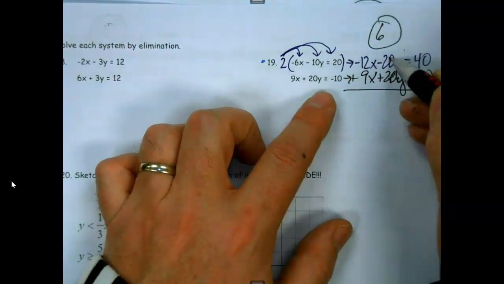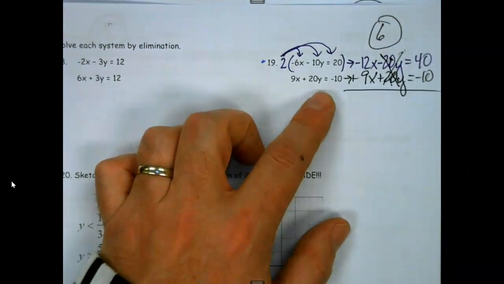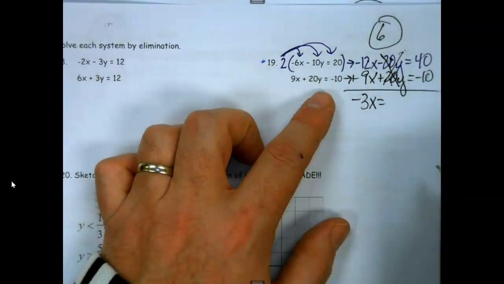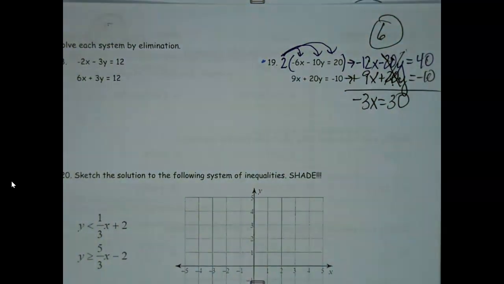Negative and positive 20. The signs are opposite already. I don't need to make the signs switch. So I can make the y's go away. Negative 12 plus 9 is negative 3. 40 minus 10 is 30. And just like that, we are one step from being done with x, not with everything.